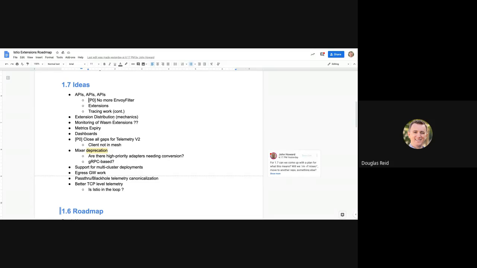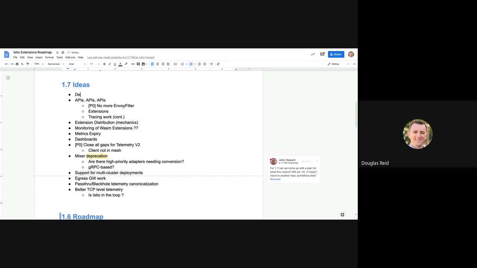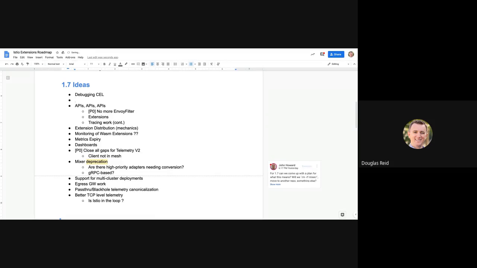So I'll open the floor to 1.7, and it sounds like we have another one, which is debugging cell, right? It came up. Yep. There's this shim for gRPC auth adapters. Are there other things?